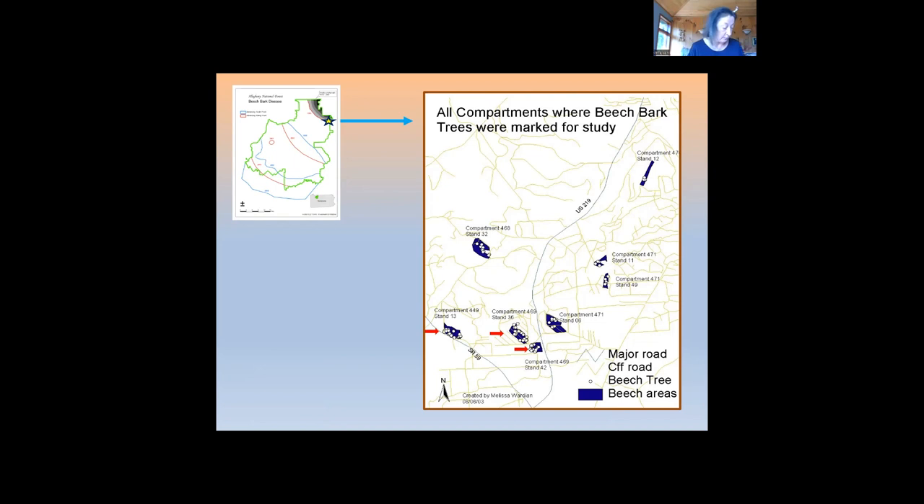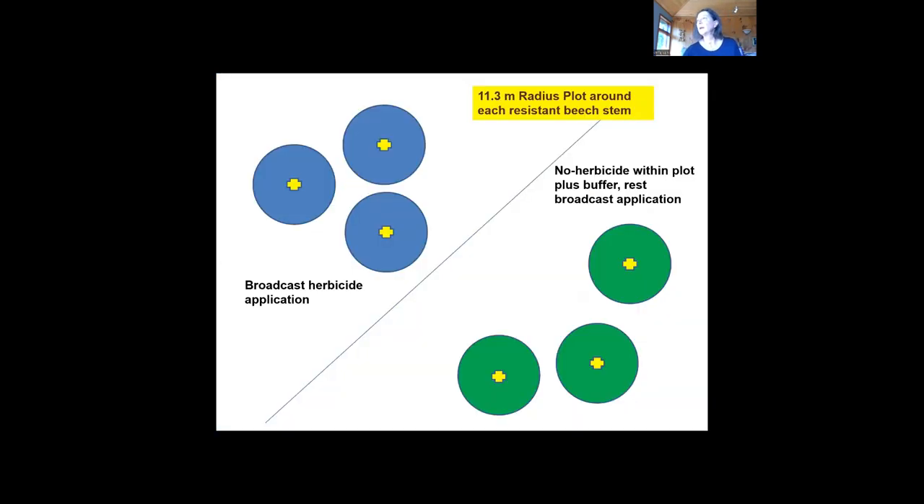So prior to the spraying, we established experimental plots around those resistant trees. Each circle is an 11.3 meter radius plot that was established around each potentially resistant beech stem. And within those bigger plots, we established 3 smaller microplots, 5.7 meters from the parent beech. Those were set up after the herbicide application, and they were used to monitor regeneration.